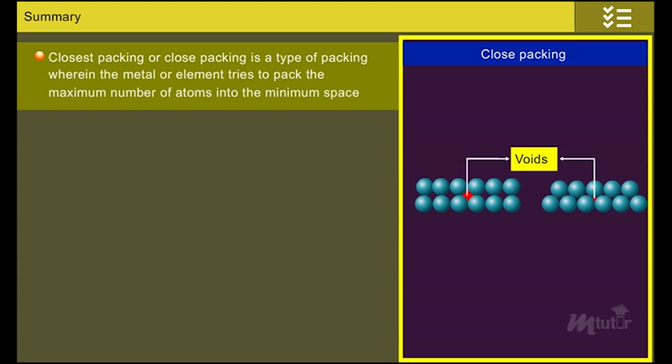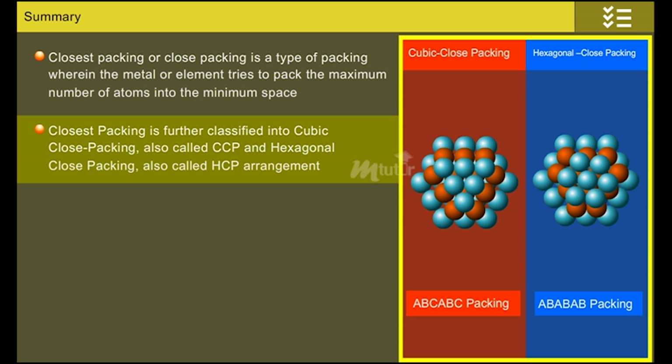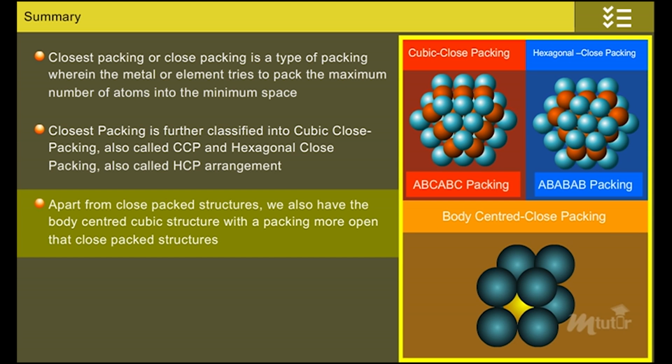Summary. Let us now recap what we have learned in this module. Closest packing or close packing is a type of packing wherein the metal or element tries to pack the maximum number of atoms into the minimum space. Closest packing is further classified into cubic close packing, also called CCP, and hexagonal close packing, also called HCP arrangement. Apart from close packed structures, we also have the body-centered cubic structure with a packing more open than that of the close packed structures.